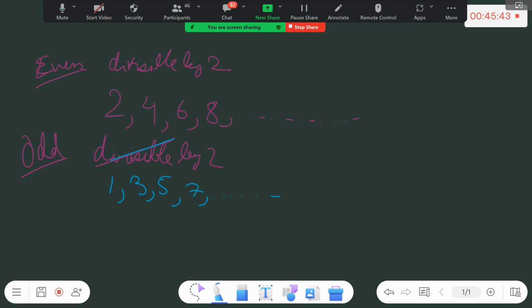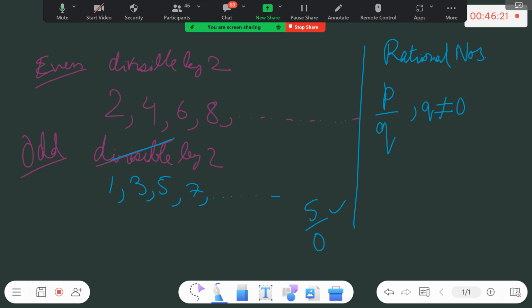Next, what are rational numbers? Numbers which can be written in the form P by Q, in this fraction form, are called rational numbers. But remember, this Q cannot be 0. Can you divide a number by 0? No. What is 5 divided by 0? Nothing. 5 divided by 0 has no value.